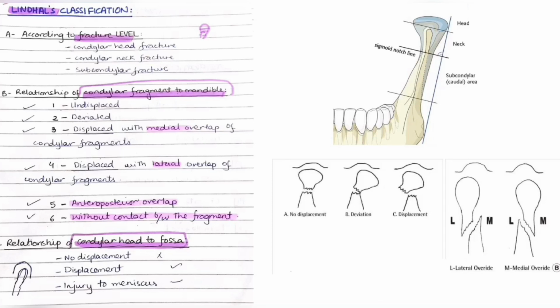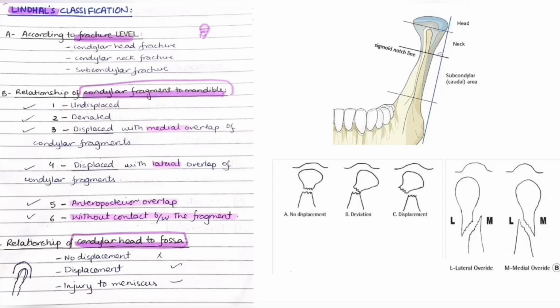According to fracture level, there is condylar head fracture, condylar neck fracture, and subcondylar fracture. Subcondylar fracture is the fracture that extends below the base of the sigmoid notch posteriorly towards the mandible and above the mandibular foramen. Second one is the relationship of condylar fragment to mandible.